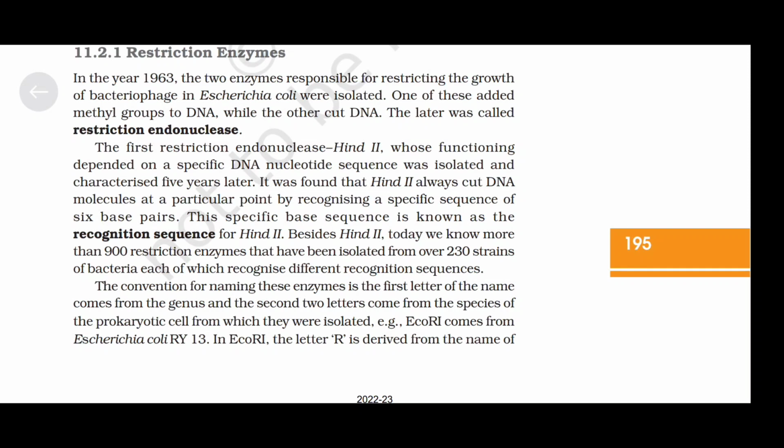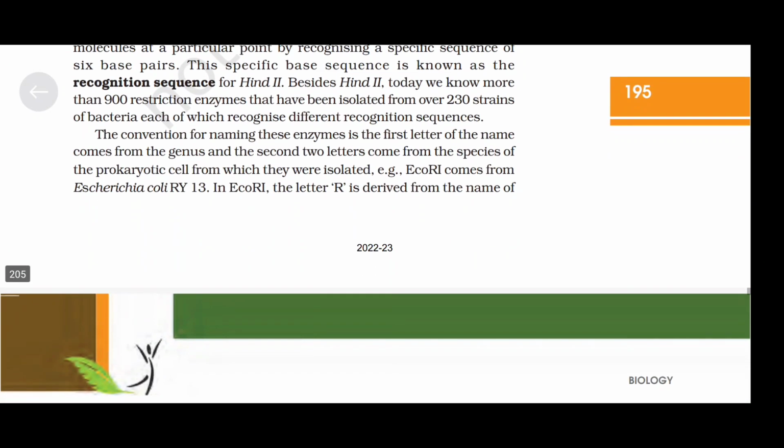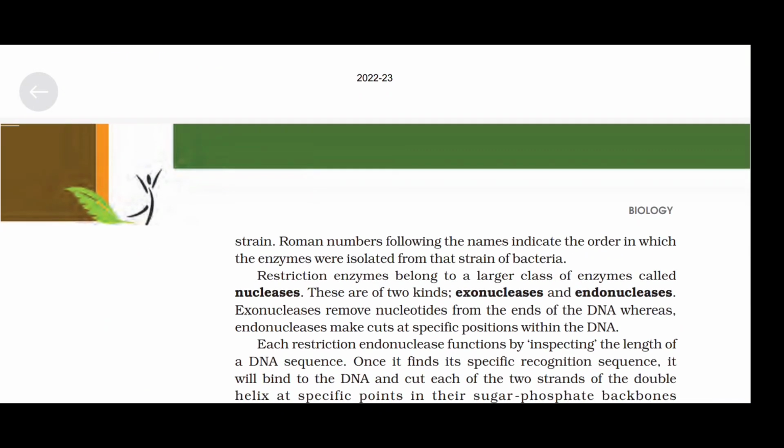The convention for naming these enzymes is that the first letter of the name comes from the genus and the second two letters come from the species of the prokaryotic cell from which they were isolated. For example, EcoRI comes from Escherichia coli RY 13. In EcoRI, the capital letter R is derived from the name of the strain. Roman numbers following the names indicate the order in which the enzymes were isolated from the strain of the bacteria.